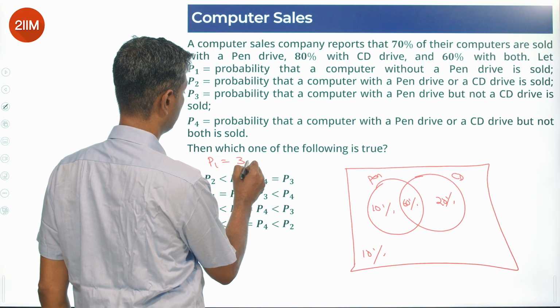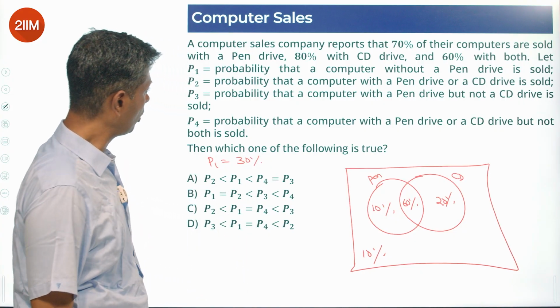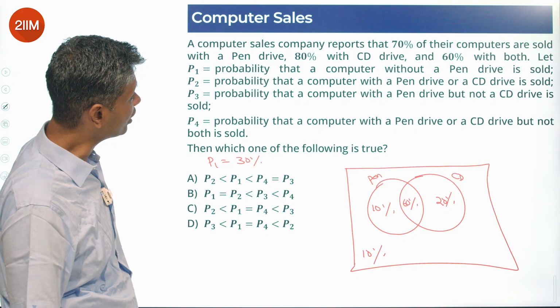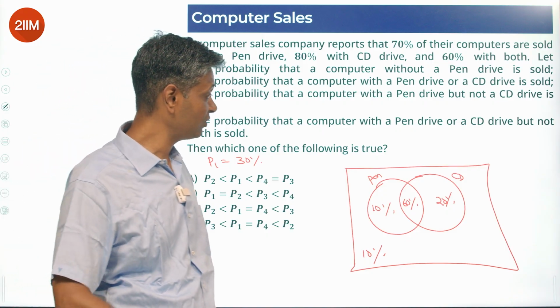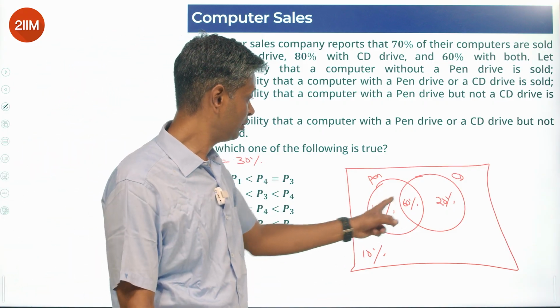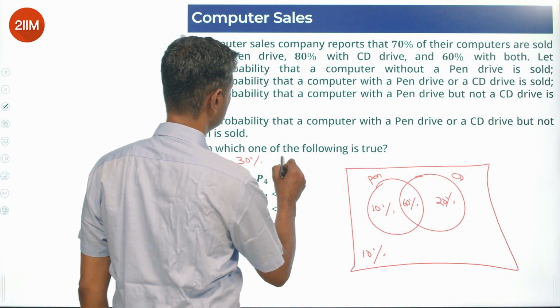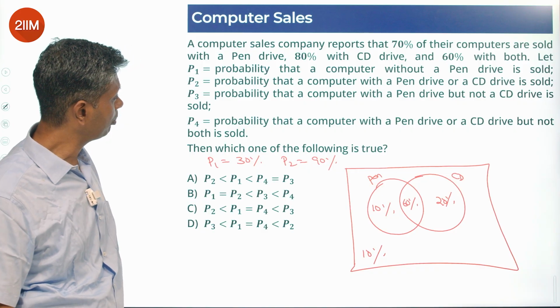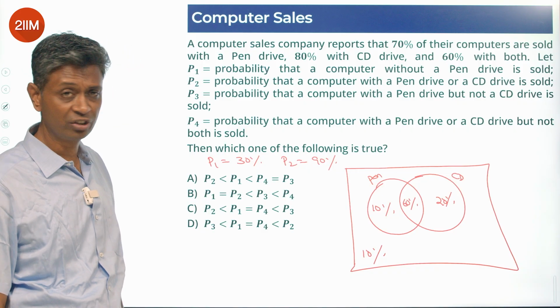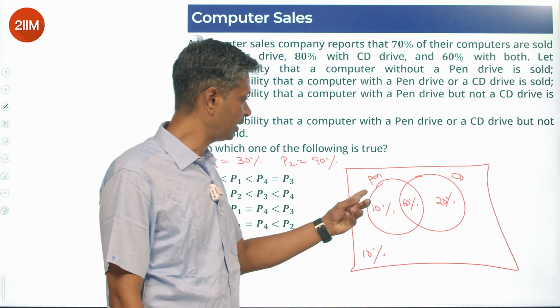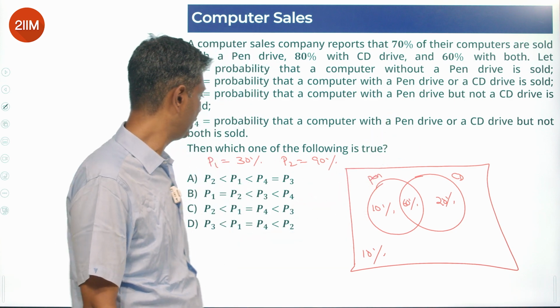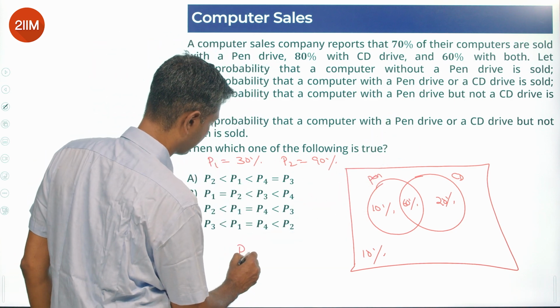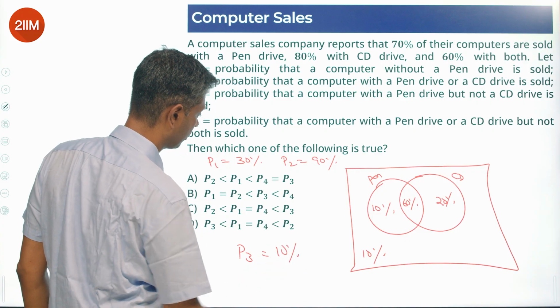So P1 equals 30%. P2 is the probability that a computer with a pen drive or a CD drive is sold. With pen drive or CD drive, this plus this plus this. So P2 is 90%. P3 is the probability that a computer with a pen drive but not a CD drive is sold. Pen drive but not a CD drive. So P3 equal to 10%.